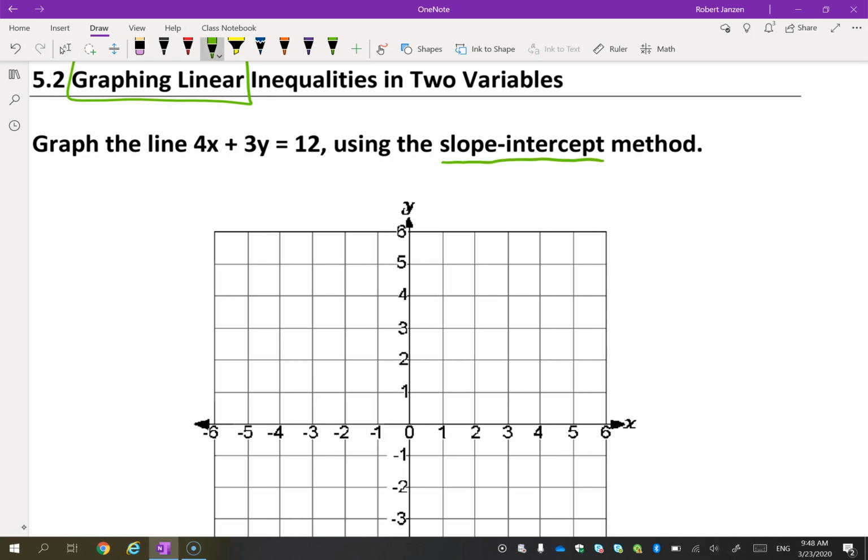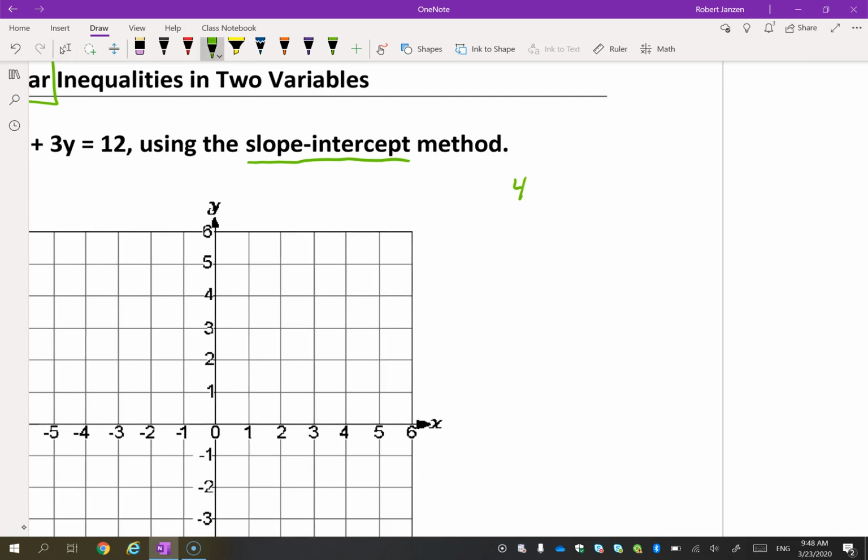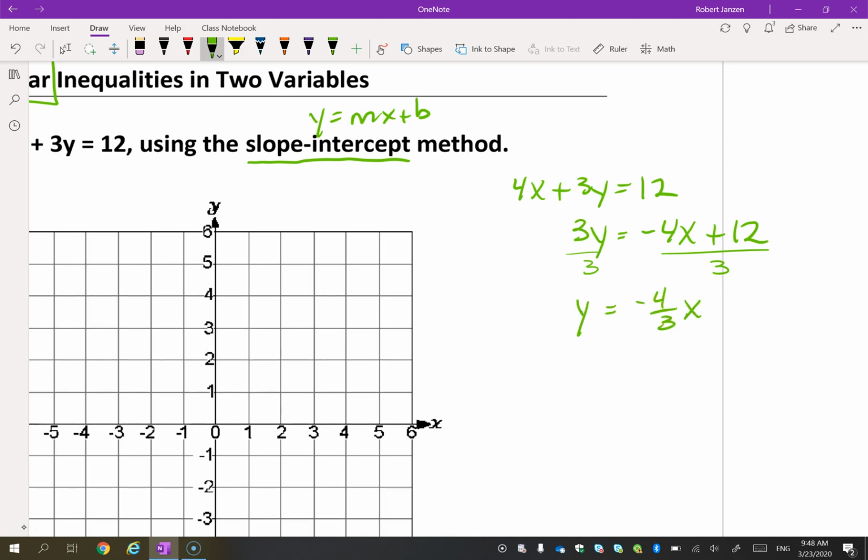All right, let's do that first. So the equation is 4x plus 3y equals 12. What's slope-intercept method? Slope-intercept method is y equals mx plus b. So we've got to change this equation so it looks like that. Let's take the 4x over to the other side. It becomes negative 4x. And then if I divide everything by 3, I end up with y equals negative 4/3 x plus 4. So this has a y-intercept of 4 and a slope of negative 4/3.